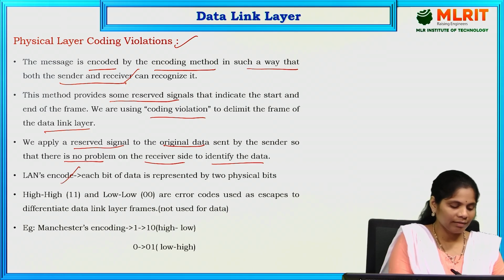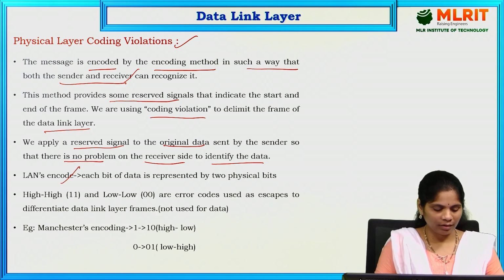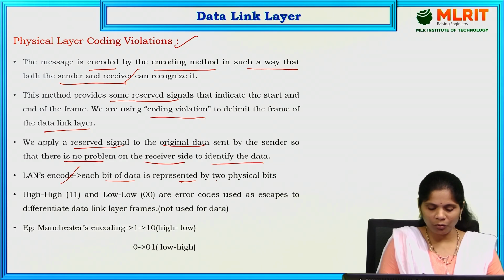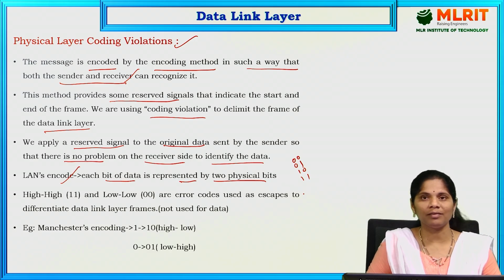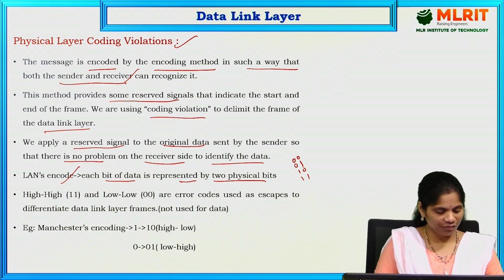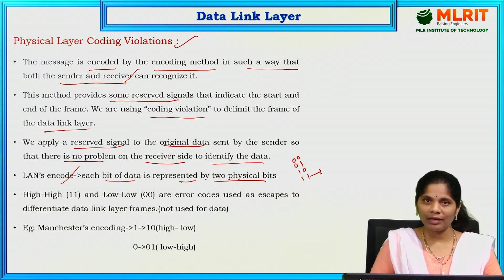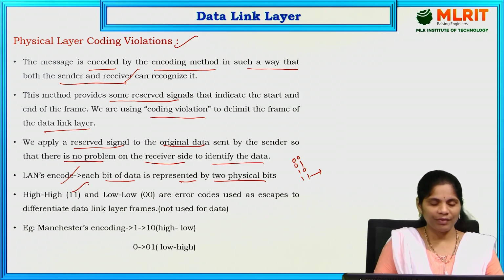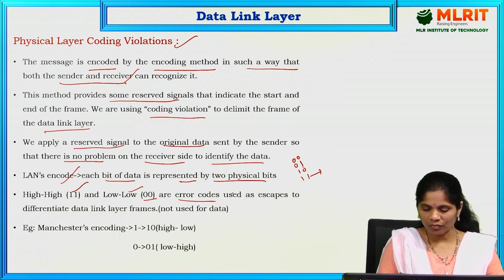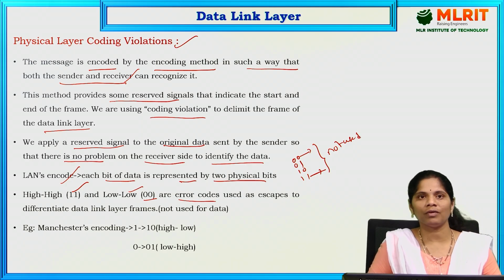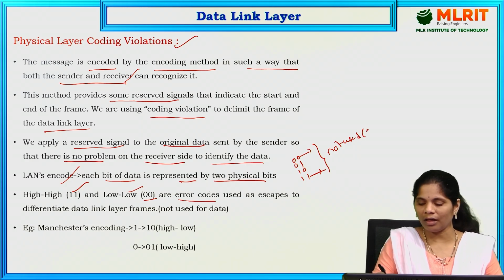See, consider the Manchester encoding method. Here each bit of data is represented by two physical bits. That may be 00, 01, 10, 11, like that. The two physical bits are divided. If 11 is there, it is considered high to high. If 00 is there, that is low to low. These are the error codes. These two, 00 and 11, are not used because they are treated as errors.